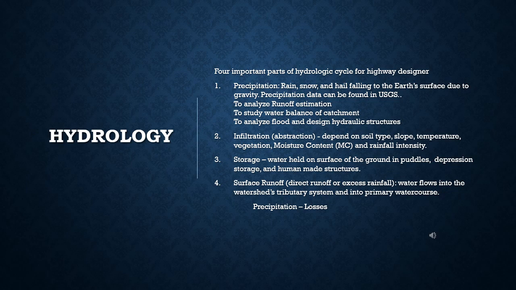Four important parts of the hydrologic cycle for the highway designer are precipitation, infiltration, storage, and surface runoff. To calculate surface runoff, we can subtract losses from precipitation. And losses are known as evaporation, interception, transpiration, and infiltration.